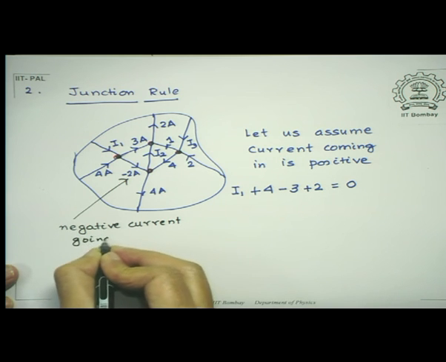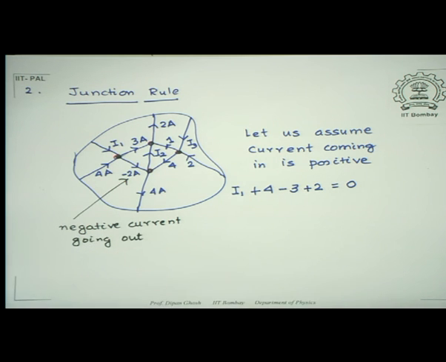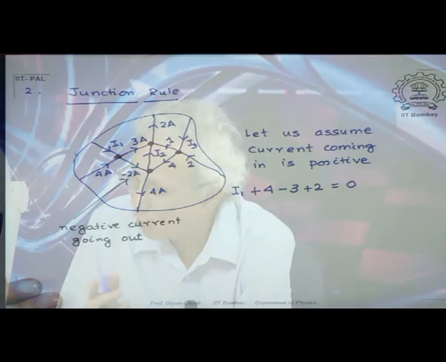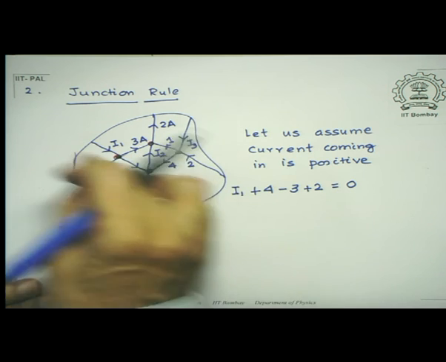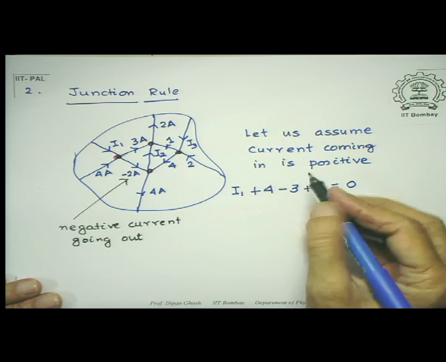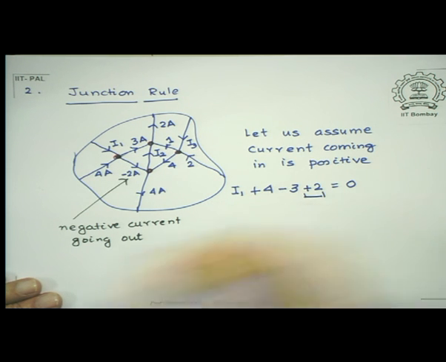Very often in a circuit you have no previous knowledge of the direction in which the current is going. So you assume some direction, and if the result turns out to be negative, then you know your original assumption was wrong and the current actually flows in the direction opposite to what you have assumed. So there is no problem. I have minus 2 going out, which also means plus 2, the direction is actually opposite. So that is what I have taken care of by writing this as minus of minus 2.